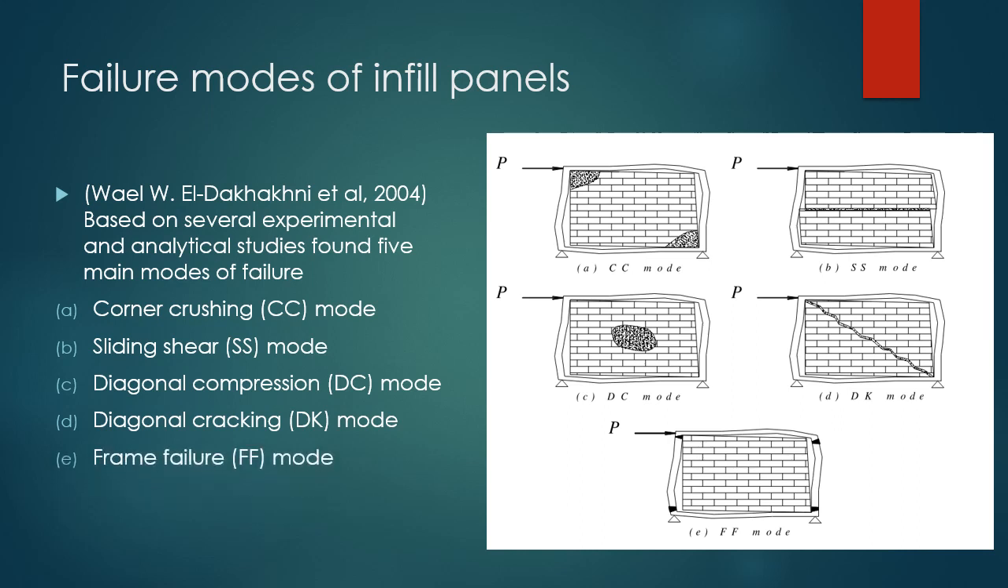The next mode is frame failure mode, which represents the formation of plastic hinges in columns, as shown in figure E. It is also associated with weak frame or frame joints and strong infill.